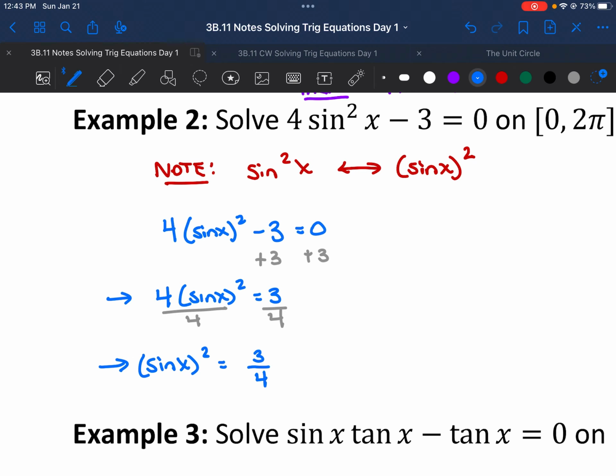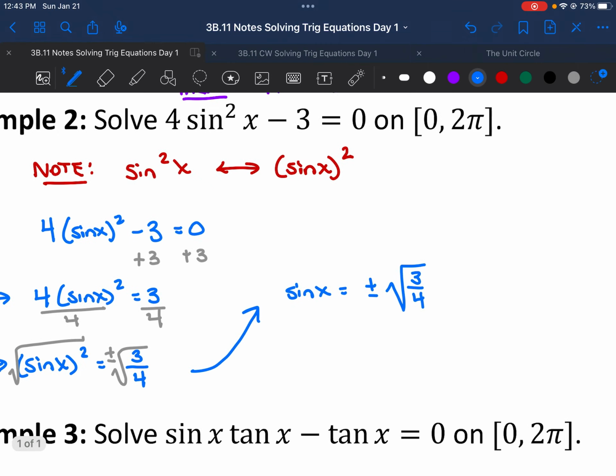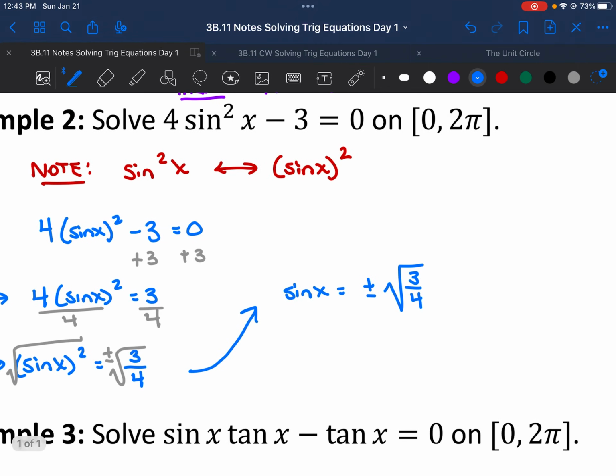Okay, and just like in the warm-up above, if we wanted to remove this power of 2, we would take the square root of both sides. But if we take the square root of both sides, we have to have this little plus minus symbol. Okay, so now we have sine of x, we got rid of the power of 2, equals plus minus square root of 3/4.